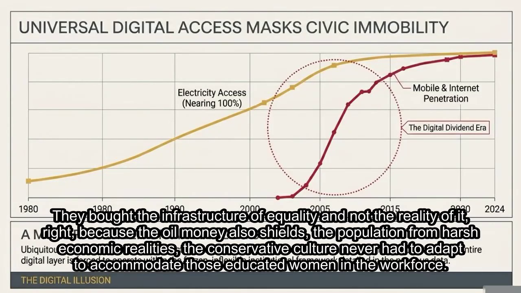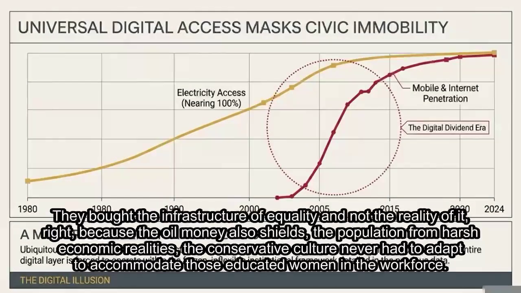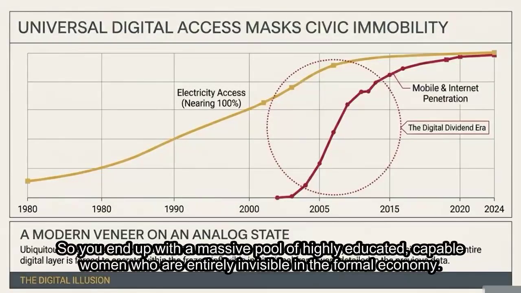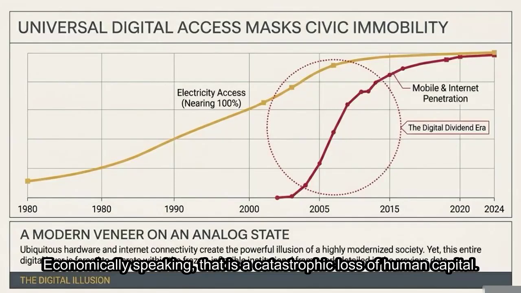That is the precise mechanism. The state used oil money to build the schools and physically put girls in classrooms. They bought the infrastructure of equality. But not the reality of it. Right. Because the oil money also shields the population from harsh economic realities, the conservative culture never had to adapt to accommodate those educated women in the workforce.